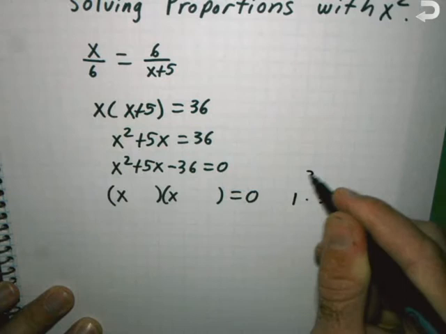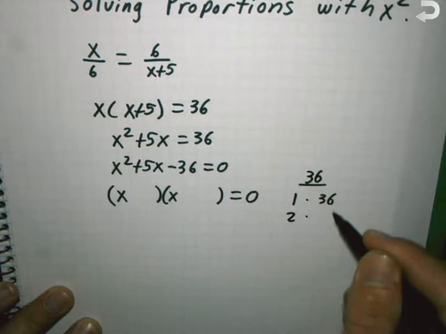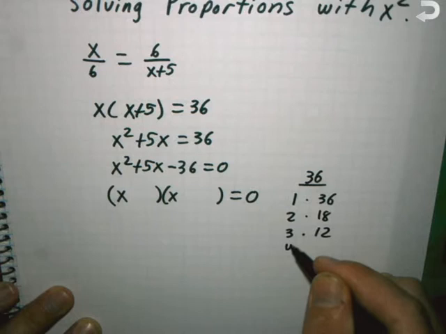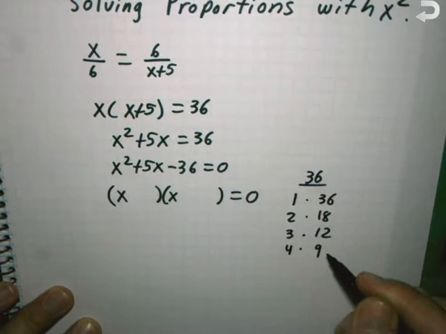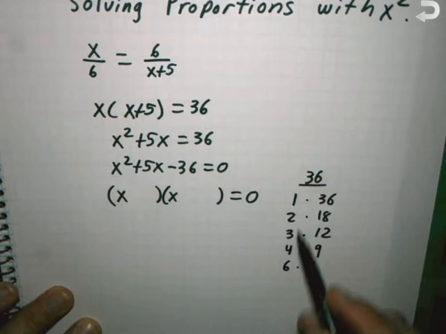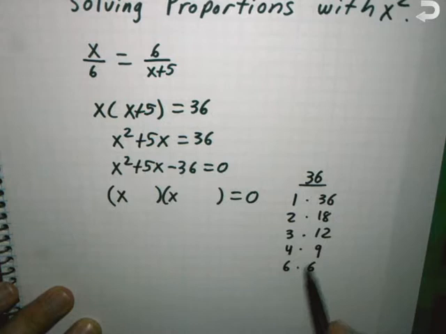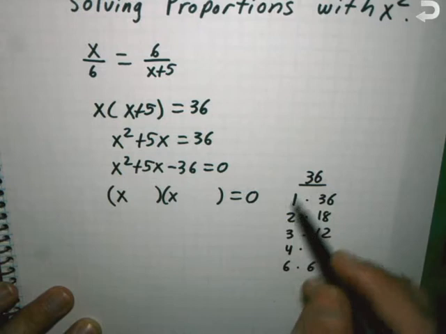Well, 1 times 36, 2 times 18, 3 times 12, 4 times 9, 5 won't go in there, and 6 times 6. As soon as this column is equal to or greater than this column, we can stop because all of these are going to repeat. So you would have 9 times 4, 12 times 3, 18 times 2, 36 times 1. They're already written up here, so we don't have to write those.